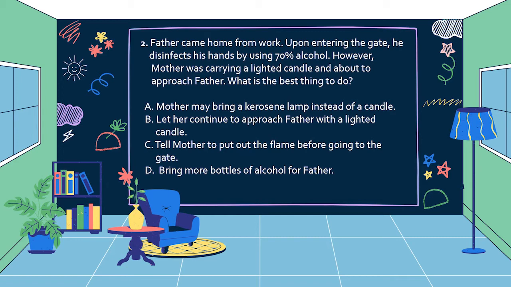A. Mother may bring a kerosene lamp instead of a candle. B. Let her continue to approach Father with a lighted candle. C. Tell Mother to put out the flame before going to the gate. Letter D. Bring more bottles of alcohol for Father. Your answer?